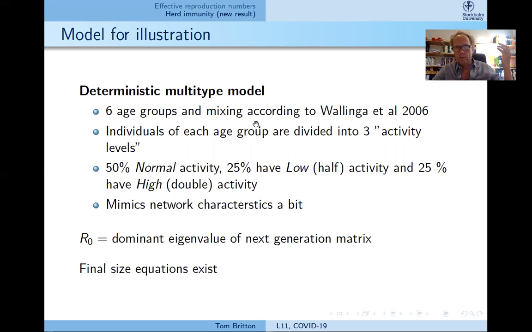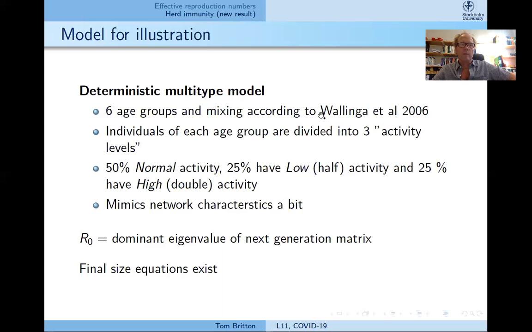And senior people maybe mixed quite a lot with other senior people, but also with people in maybe middle age, because that could be their children or something like that. So this we did first, and there we took the rate at which different age groups mix with each other. We took from this earlier study, which is sort of the standard reference in this area.